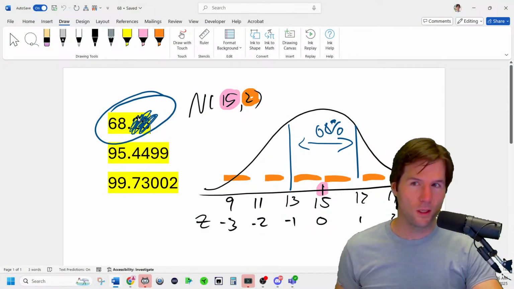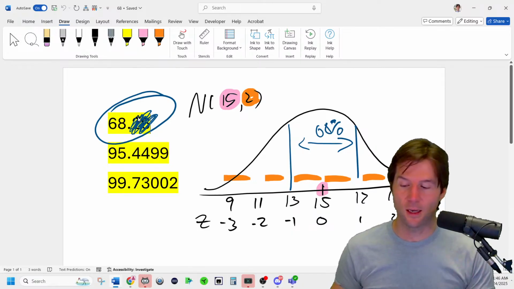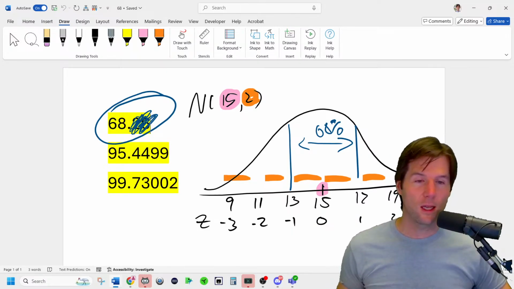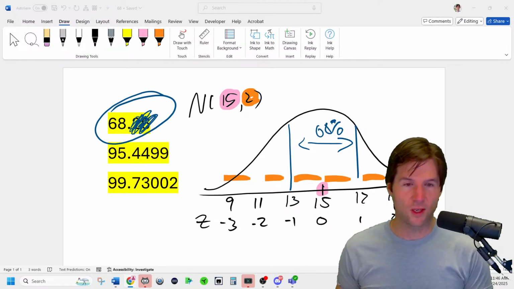What are the numbers you need to know that will be shown to you on a problem? 68, 95, 99.7. And if we use the applet, it does more exact versions of this.